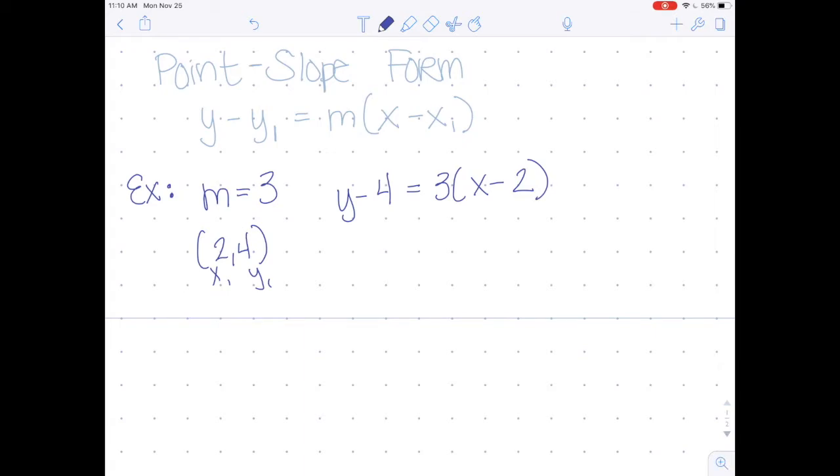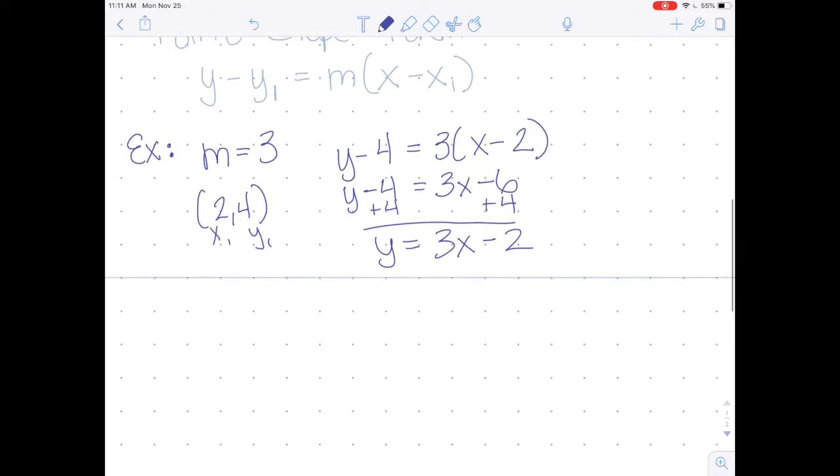And then we are going to have to do a little bit of solving to get it into y equals. So now y minus 4, if we distribute the 3, we have 3x minus 6. And then we're going to add this 4 over to the other side. So we get y equals 3x minus 2. And that would be your final answer. There is a little bit more solving involved in this way of doing it, but it is not any more complicated than what we were doing before. It's just a new way to solve.